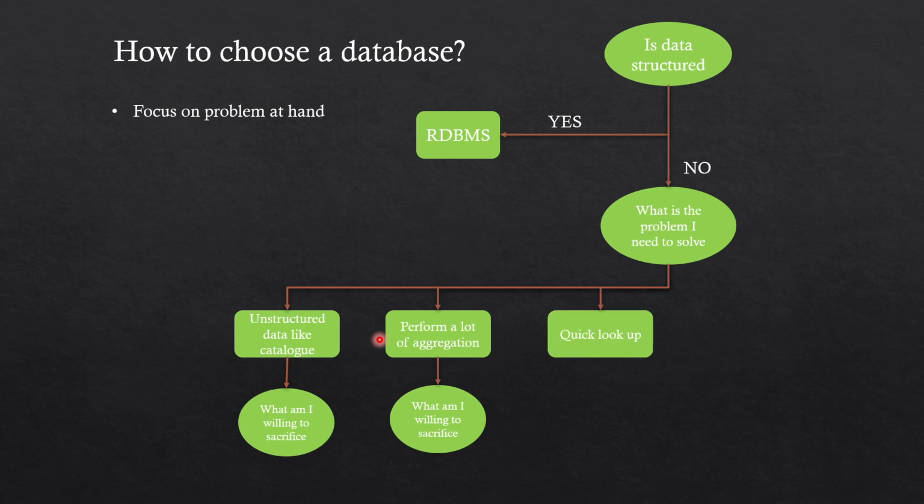Now the third set of questions that we have to answer is, suppose our data is unstructured, we don't want to perform any aggregation on this data, we don't want a catalog kind of system, but we want quick lookup. So what it means is, if I want to query, I want the response to be really fast, in a matter of milliseconds.